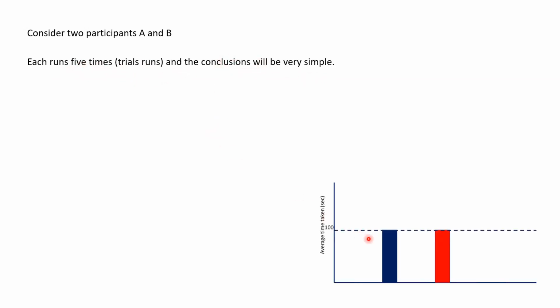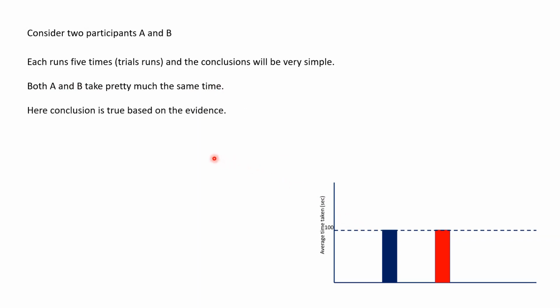Consider two participants, A and B. They have to run a particular distance, and we are noting down the time taken to cover the distance. Each runs 5 times, and the conclusions will be very simple from the data. See here, it is plotted here. The average time taken by A and B are the same, 100 seconds for covering that particular distance. Both A and B take pretty much the same time. My conclusion is true, and it is based on the evidence.